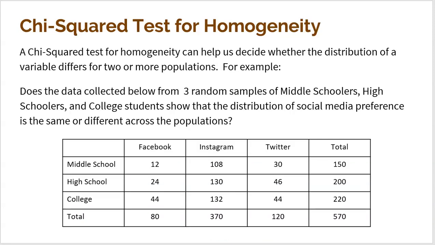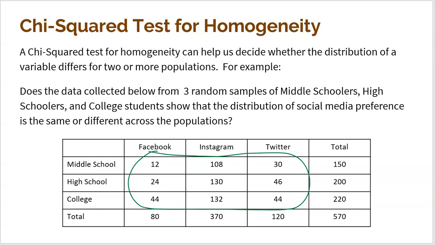So let's take a look at this first example, which is a test for homogeneity. Here we collected data from 3 random samples of middle schoolers, high schoolers, and college students, and we asked them their preferred social media: Facebook, Instagram, or Twitter. So what we're going to say here is the null is that there's no difference. The 3 populations are all the same. It doesn't matter. These numbers are the observed values. You've got to understand that all of these numbers here are the observed values. We saw 188 middle schoolers use Instagram. We saw 44 college students use Facebook. Those are all the observed values.